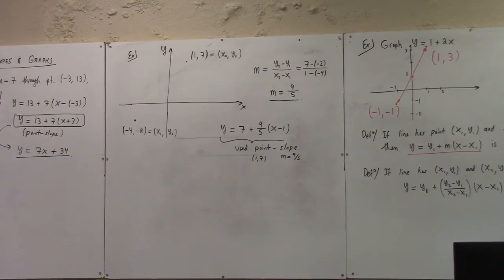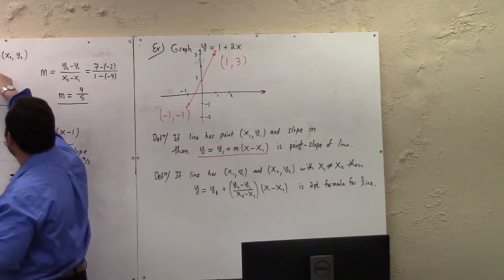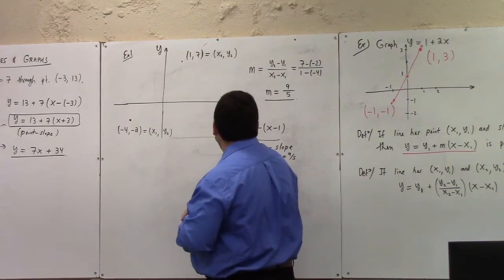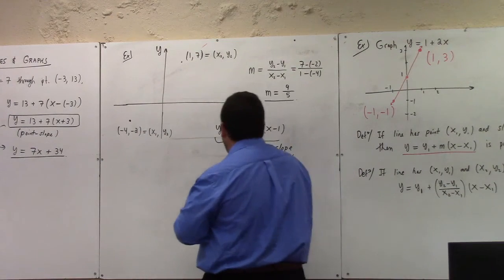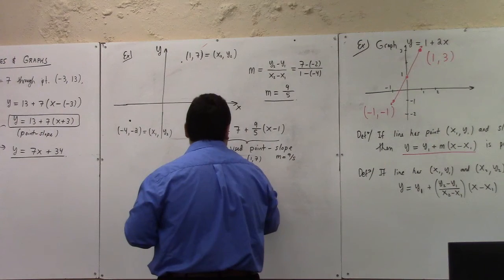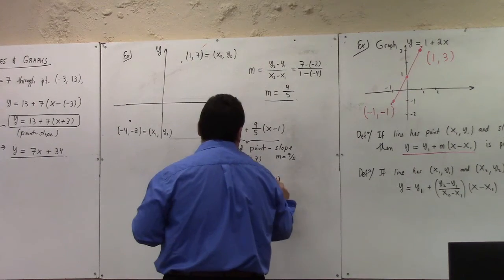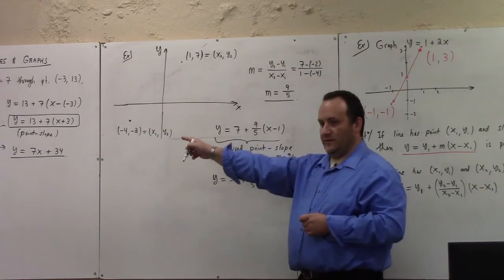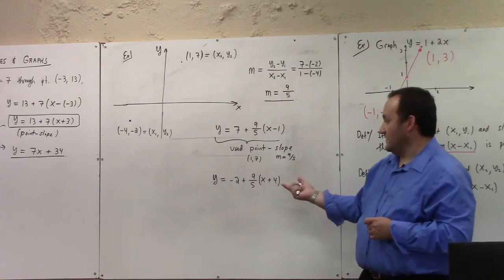It's good? So that's up here. I used x2. So that's the funny thing, if we wrote instead y equals negative 2 plus 9/5 times x plus 4. So this would be using point slope, but with the other point. The funny thing is, it doesn't matter which point you use. It gives you the same formula.